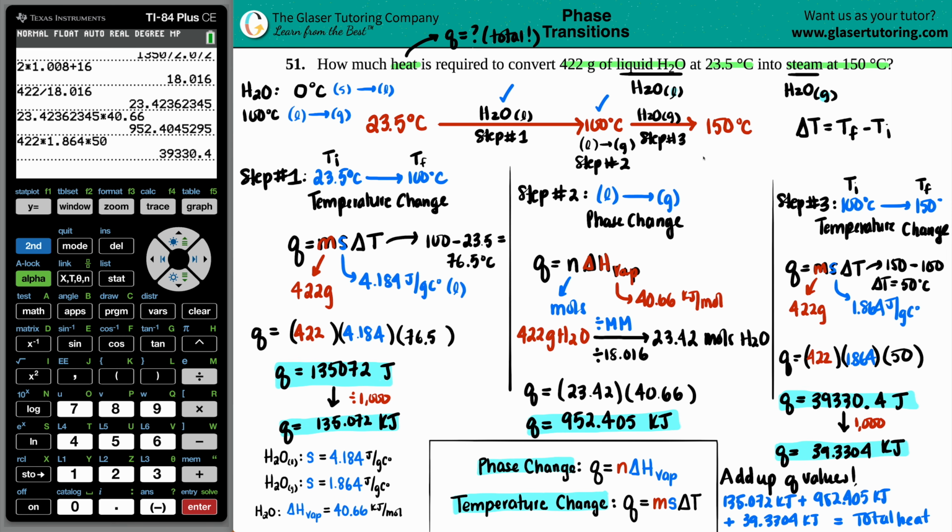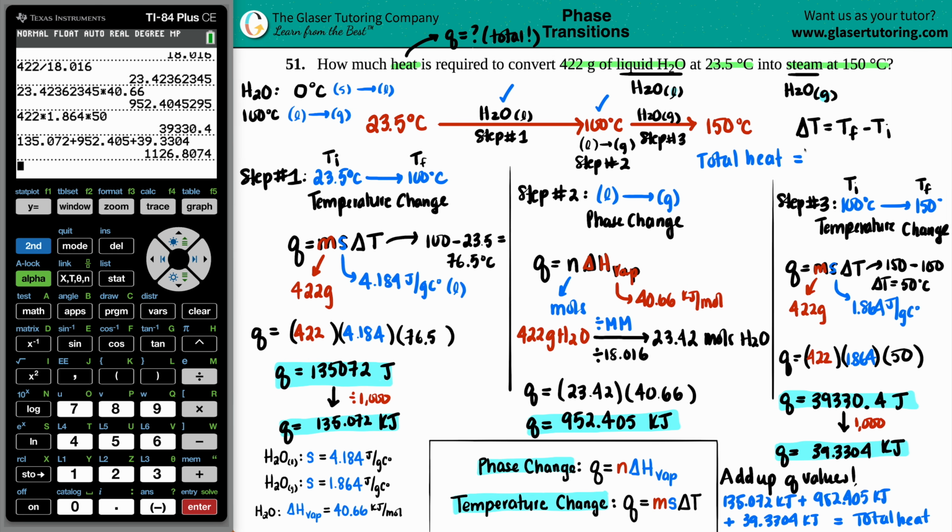So maybe I'll just put it up here. Total heat equals, let's see, 135.072 plus 952.405. Just triple checking that all these numbers look good. 952.405. And then plus 39.3304. Press enter. And seems like we're good to go.